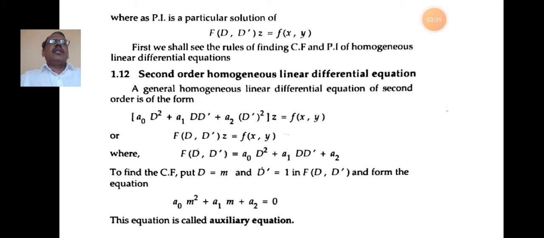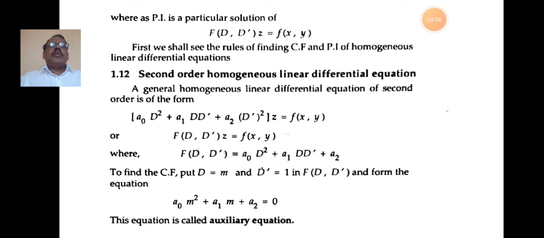Second order homogeneous linear differential equation. A general homogeneous linear differential equation of second order is of the form a naught D squared plus a1 D D dash plus a2 D dash whole squared into z is equal to f of x comma y, or this can also be written as f of D comma D dash into z is equal to f of x comma y. Here the second order homogeneous differential equation is of importance.